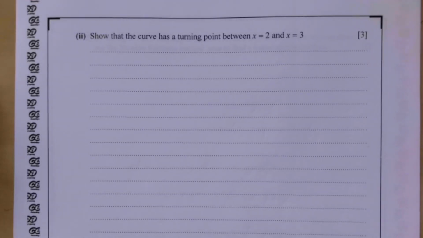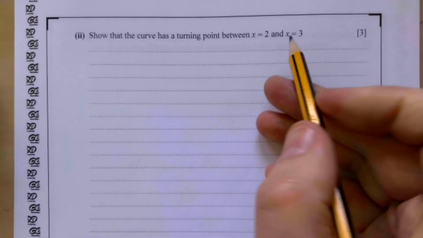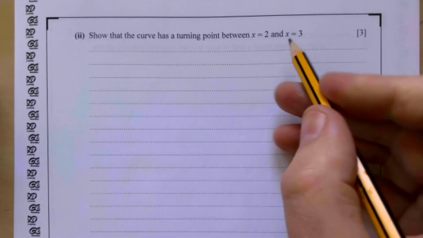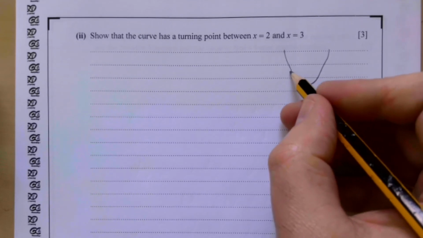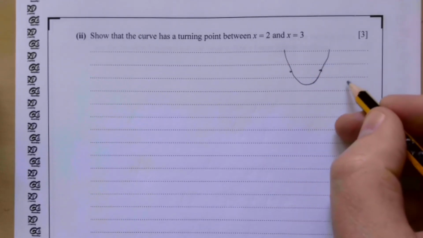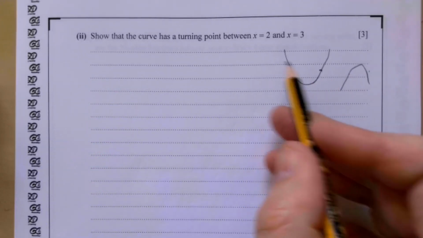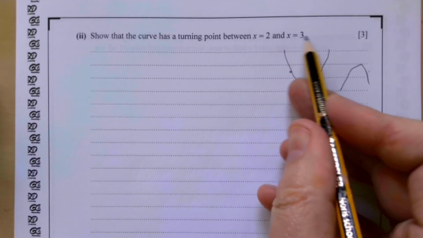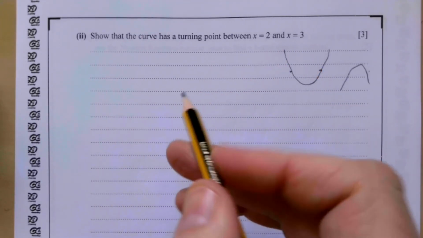Part 2 then, show that the curve has a turning point between x equals 2 and x equals 3. So if it has a turning point between 2 and 3, then the gradient here is going to be negative and the gradient here is going to be positive, or the other way around. So I'm expecting a positive number and a negative number whenever I put 2 and 3 into the gradient function, and we've just worked out the gradient function in the first one.